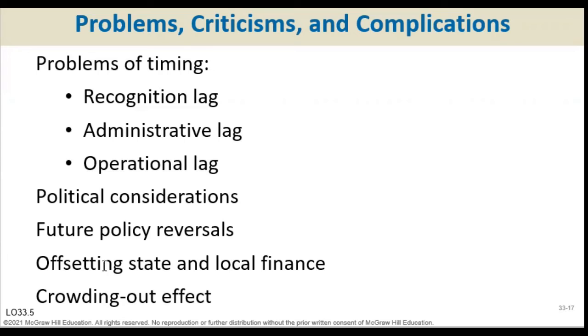Right. You have also offsetting state and local finance. The state and local finance policy may offset federal stabilization policy. Right. You receive a tax break from federal. By the same token, your state or local government increases taxes, so you cannot spend it. You receive a tax break, and you have to pay more taxes.